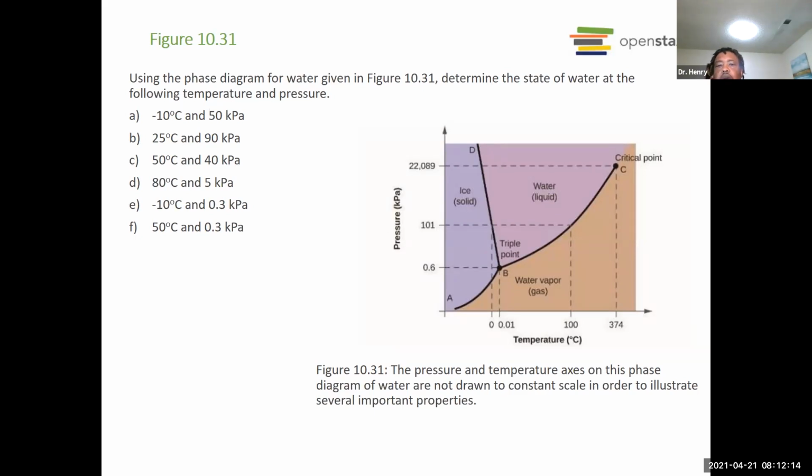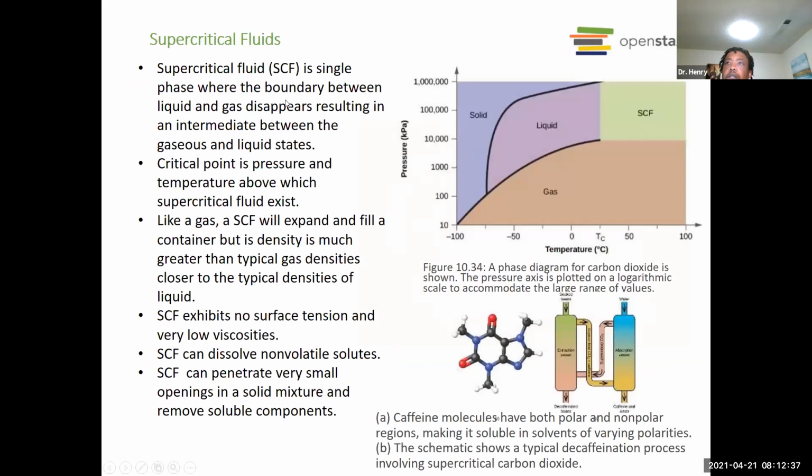Okay, good. So there's also what we call the critical point. The critical point is the point where your gas phase and your liquid phase kind of disappear. So it becomes a mixture of both, sort of. And so it forms what we call a supercritical fluid.